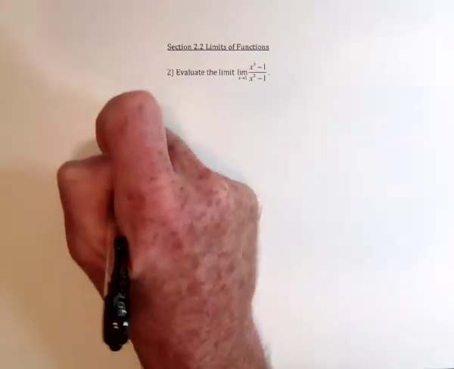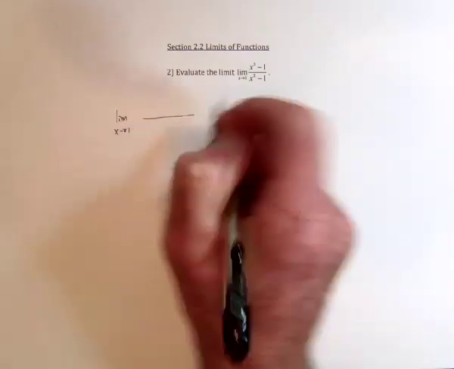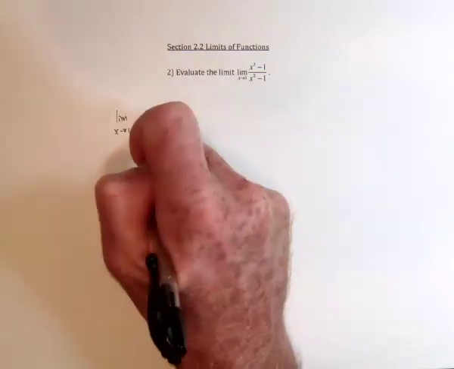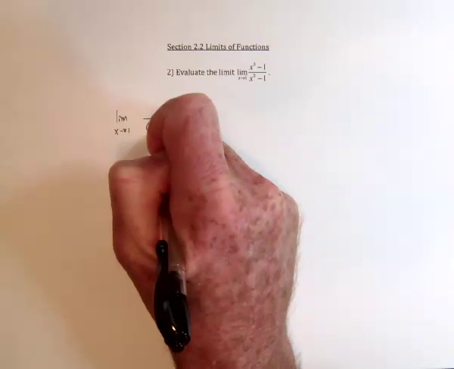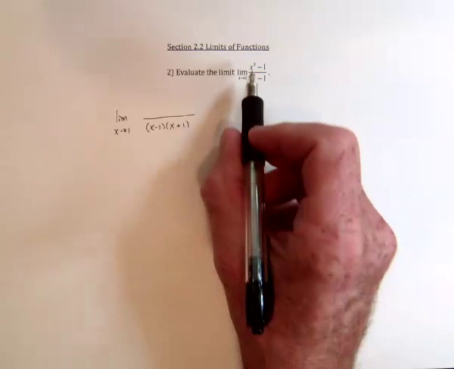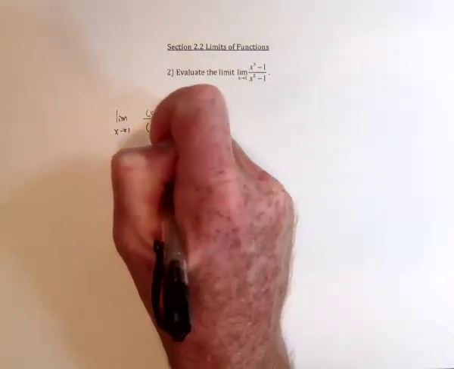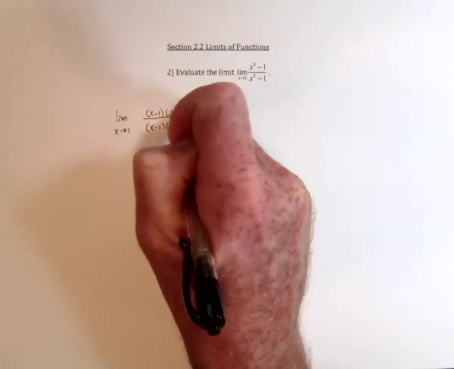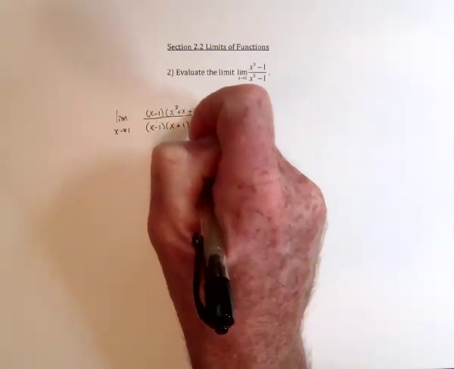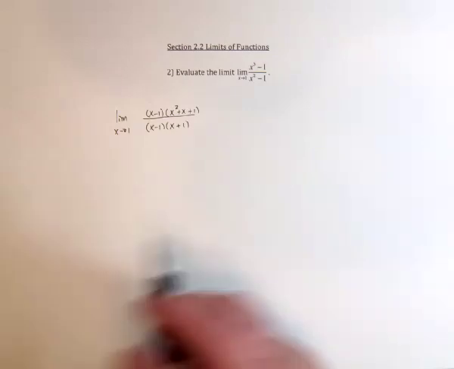So we've got the limit as x approaches 1, and this can be factored as x minus 1 times x plus 1. And then you may remember from intermediate algebra that this can be factored as x minus 1 times x squared plus x plus 1 from the difference of cubes formula. Well, what if you didn't remember the difference of cubes formula? Is there some other way to do it? Yes, there's a couple of other ways.